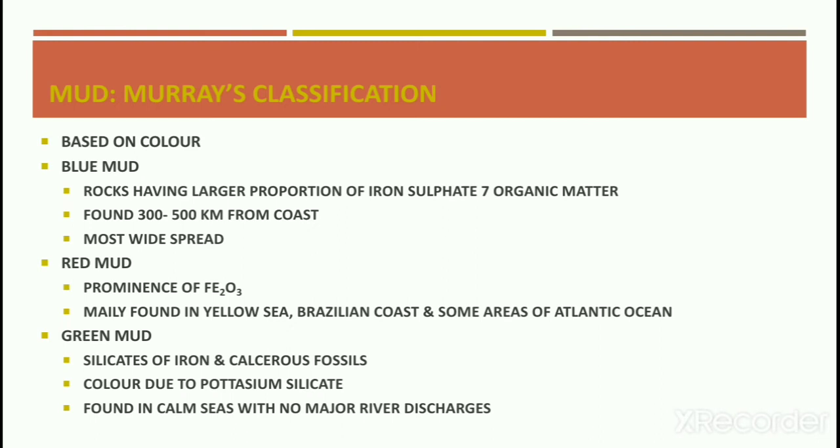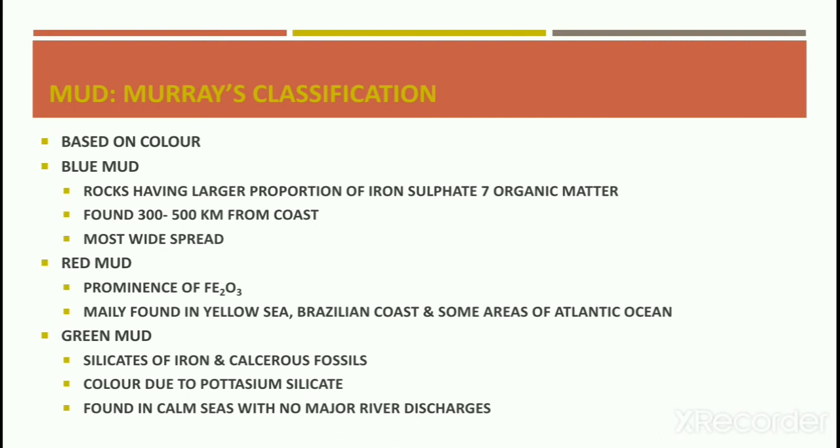Blue muds are formed from rocks which have a larger proportion of iron sulfide and organic matter. It is available in almost all the major oceans. It is generally found near the continental shelf at a distance of 300 to 500 km from the coast. This is the most widespread mud on the ocean floor. It covers almost 104 lakh square kilometers in the Arctic Ocean, 78 lakh square kilometers in the Pacific Ocean, and 52 lakh square kilometers in the Atlantic Ocean.